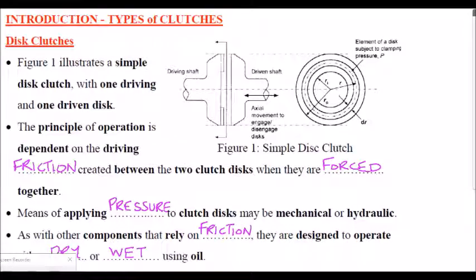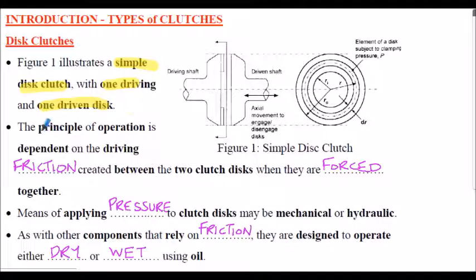Okay, so here's the first slide. This will be on the next page of your notes. You'll see there's some gaps in the notes. If you want to just add these words in, I'm just going to read through some of the notes to outline some of the background to friction clutches and so on. So figure 1, shown on the screen there, illustrates a simple disc clutch. It's got one driving and one driven disc shown, okay?